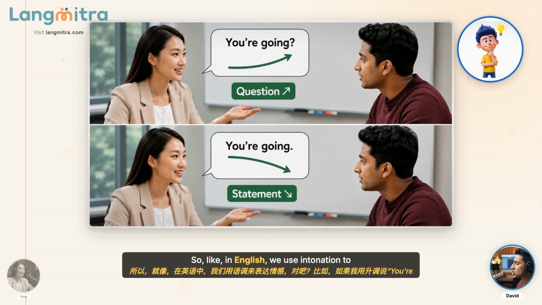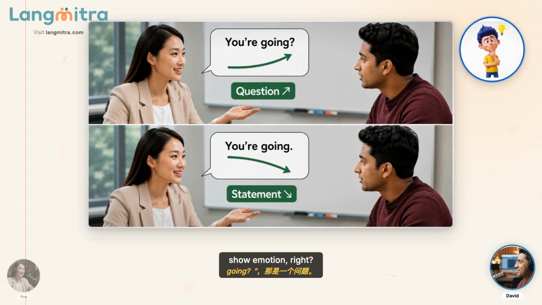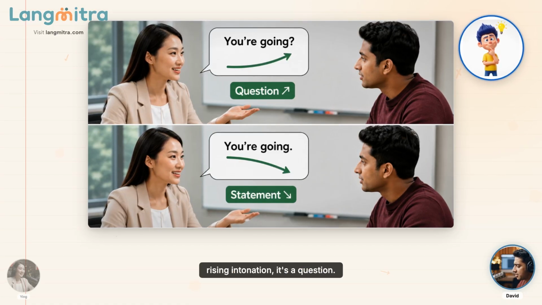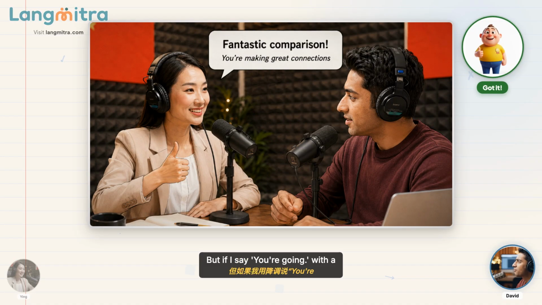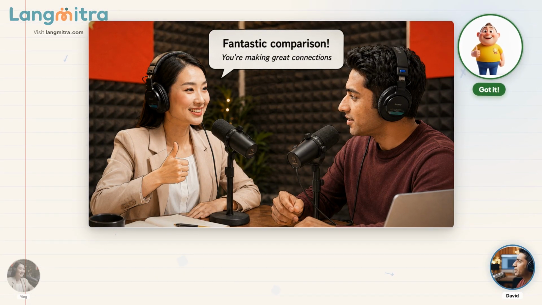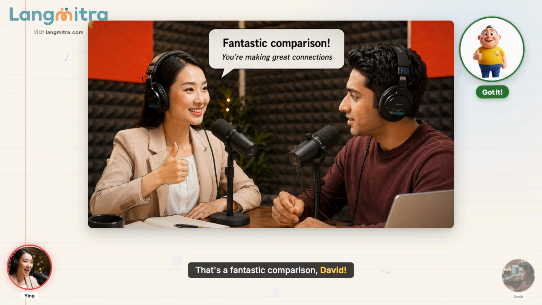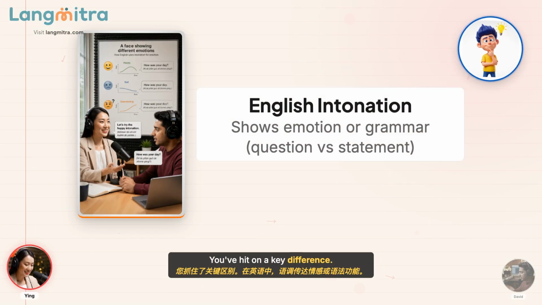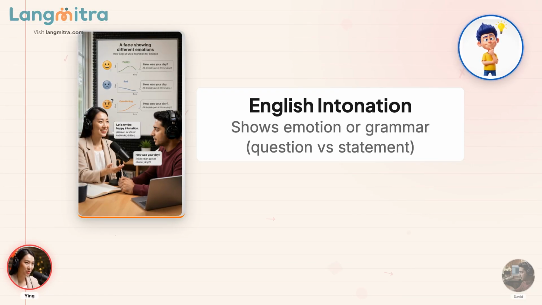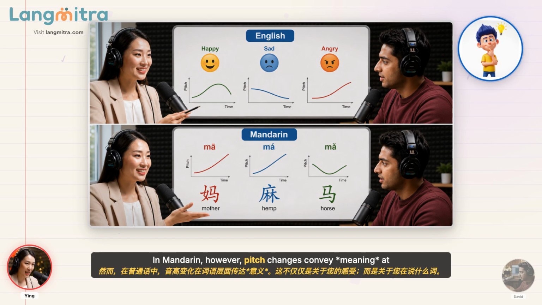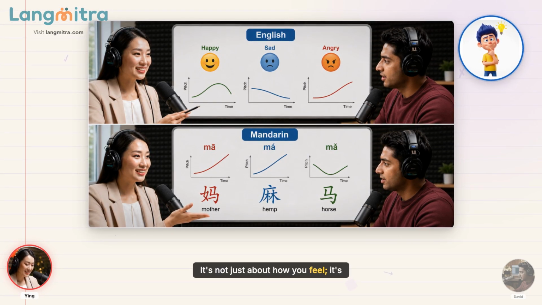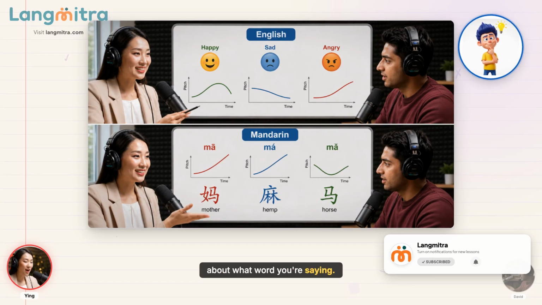So like in English, we use intonation to show emotion, right? Like if I say, "you're going," with a rising intonation, it's a question. But if I say, "you're going," with a falling intonation, it's a statement. Is it like that? That's a fantastic comparison, David. You've hit on a key difference. In English, intonation conveys emotion or grammatical function. In Mandarin, however, pitch changes convey meaning at the word level. It's not just about how you feel, it's about what word you're saying.